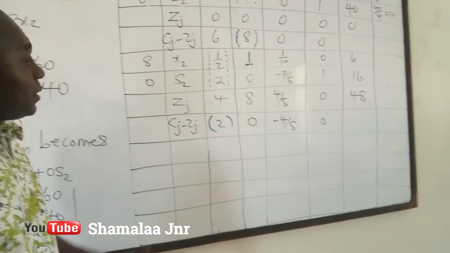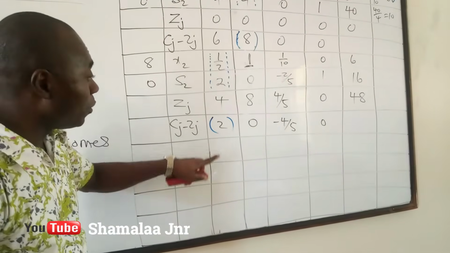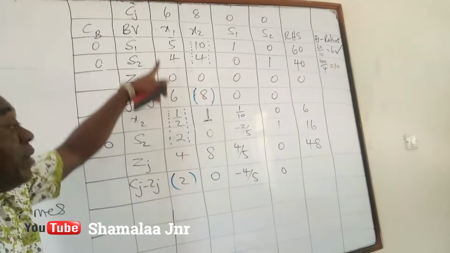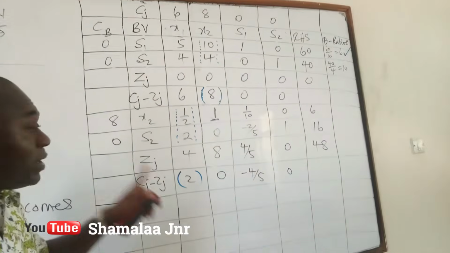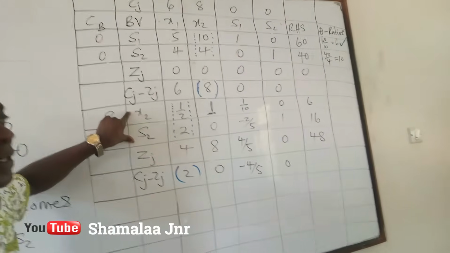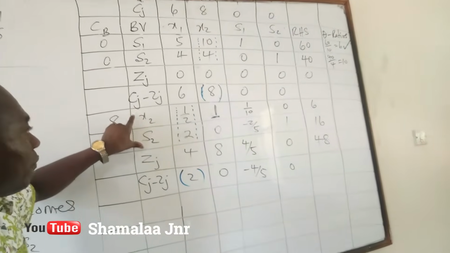It means that x1, look at 2 corresponds to x1. It means that x1 will now be a basic variable. If it's going to be a basic variable, then one of the current basic variables here must leave the basis. So which of them should leave?